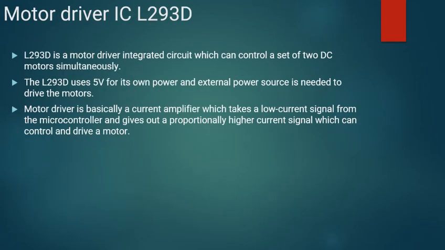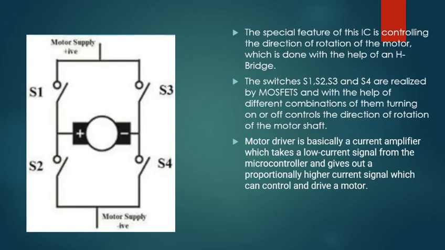Motor driver IC L293D is a motor driver integrated circuit which can control a set of two DC motors simultaneously. It uses 5 volts for its own power, and an external power source is needed to drive the motors. A special feature of this IC is controlling the direction of rotation of the motor, which is done with the help of an H-bridge. A motor driver is basically a current amplifier which takes a low current signal from the microcontroller and gives out a proportionally higher current signal which can drive the motor.